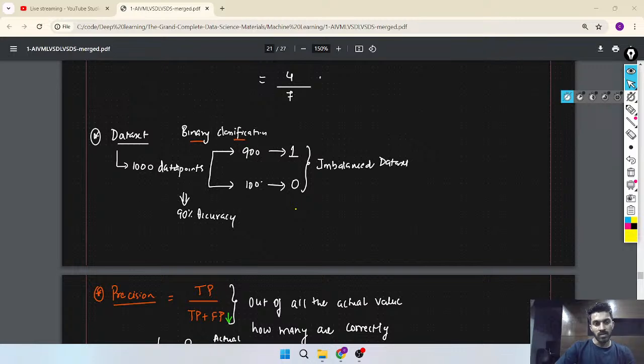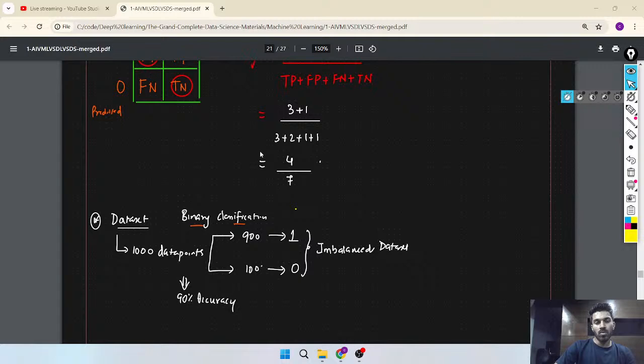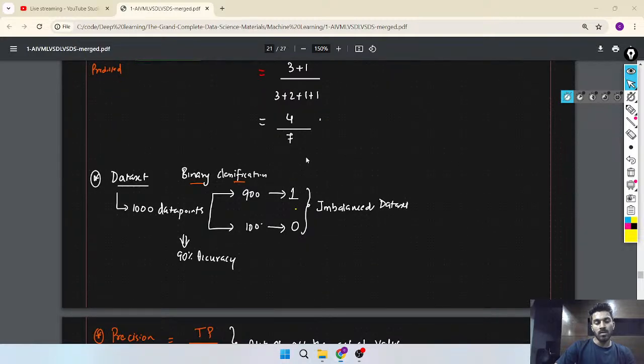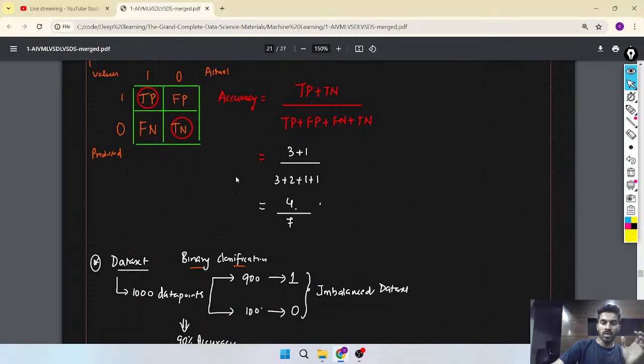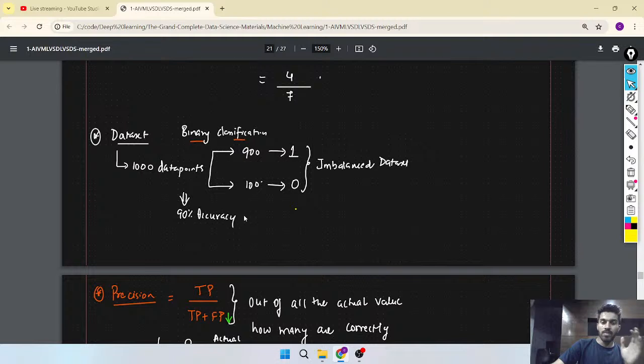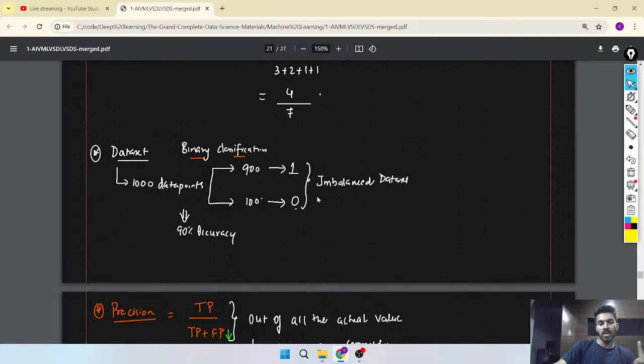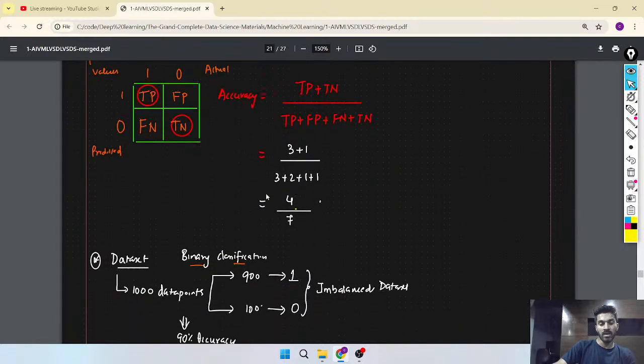In binary classification with a thousand data points, the question arises: suppose your data set is imbalanced, like 900 points have class 1 and 100 have class 0. If you find the accuracy, even if your model is not really accurate, you will get 90% accuracy. That's the problem if you get an imbalanced data set.